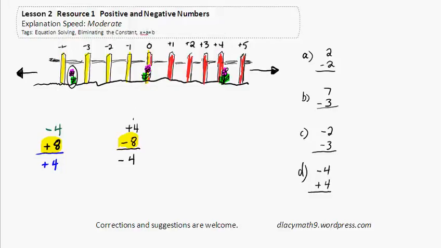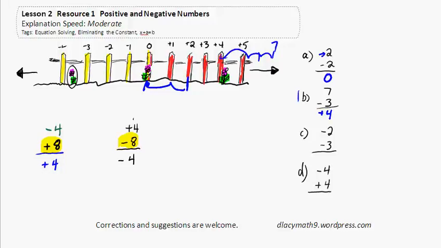Well, I hope you've tried them. Let's go over them. The answer to the first one is 0 because it corresponds with starting at 2 and then moving 1, 2 to the left, leaving us at 0. B is 7 - 3, so that means starting at 7 and moving 1, 2, 3 to the left, leaving us with +4.